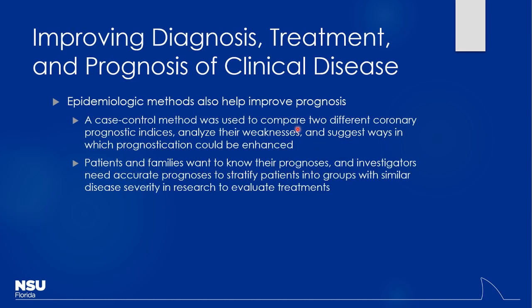And so also helping with the prognosis, we can know that depending on different diseases, how patients are going to do, right, based on different interventions we're going to have here. So for instance, using a case control method, they compare two different coronary prognostic indices, and they can look for the weaknesses of them, look to see, okay, how do these patients do depending on different factors here, and try to determine what's the best way to know how your patient individually is going to do in the future there. Right? Because oftentimes patients want to know, like, what are the chances of this happening? Or what are the chances of this working? Right? And so this kind of data can help you answer those questions there.